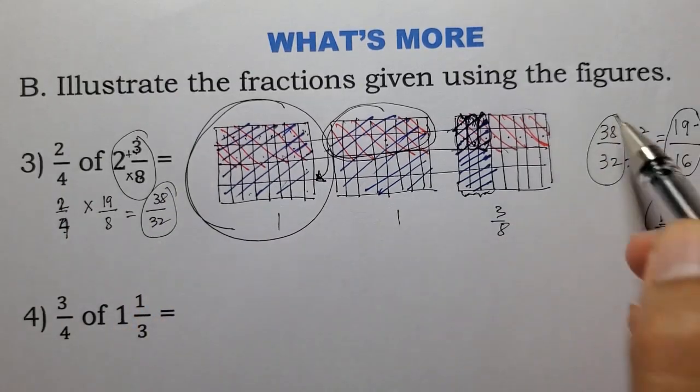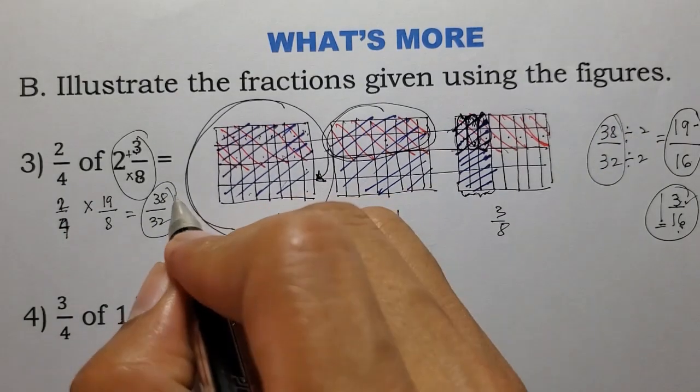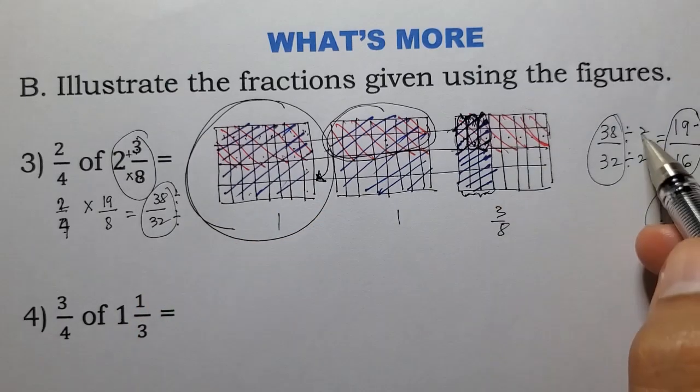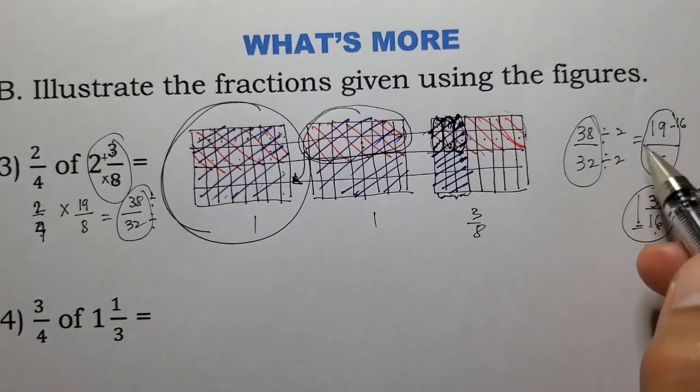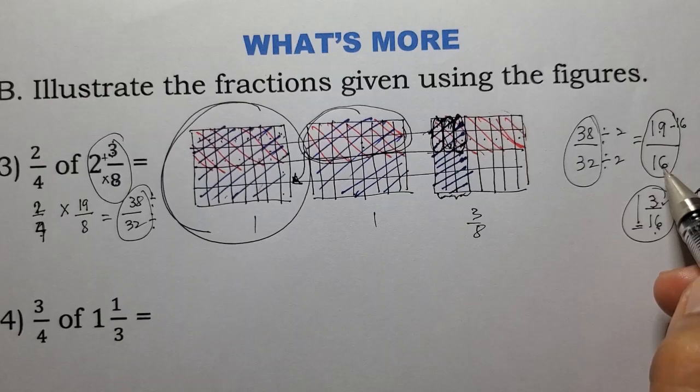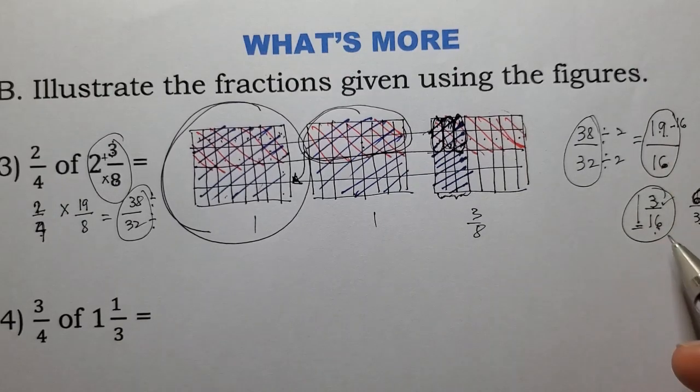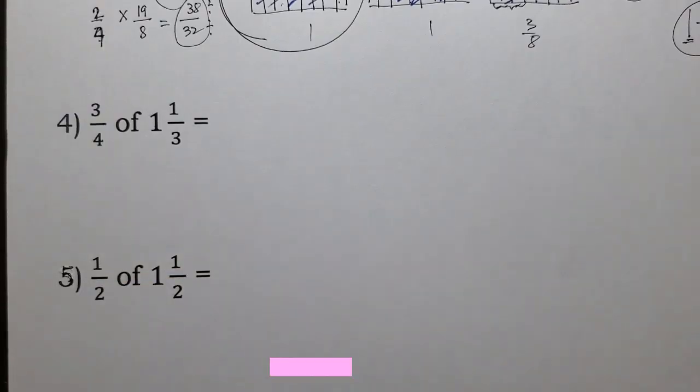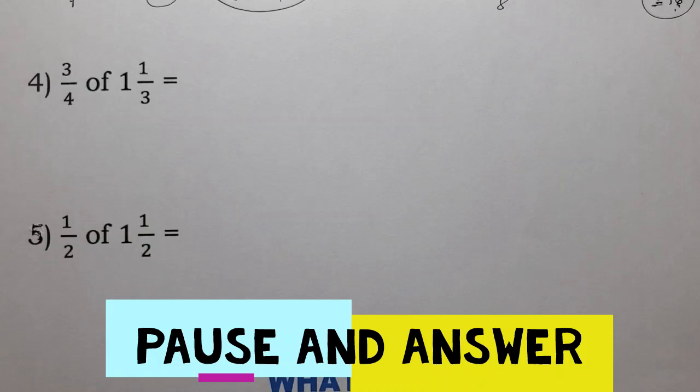Same as this one. Now, if expressed in the simplest form, we will also divide it by 2, so that will give us 19 over 16. This one could be expressed into improper or mixed form, so that will give us 1 and 3/16. I will give you item number 4 and number 5 as the activity that you will have to do.